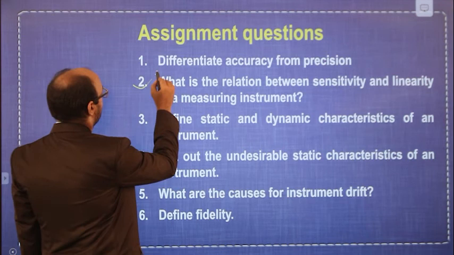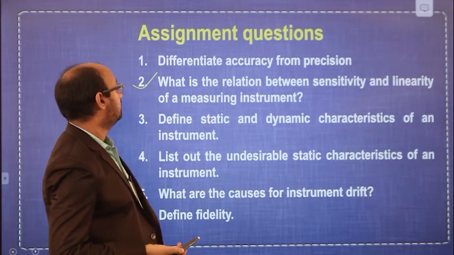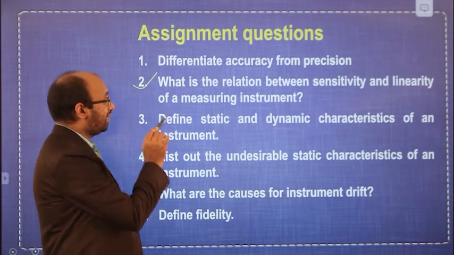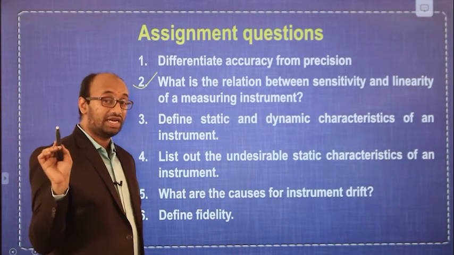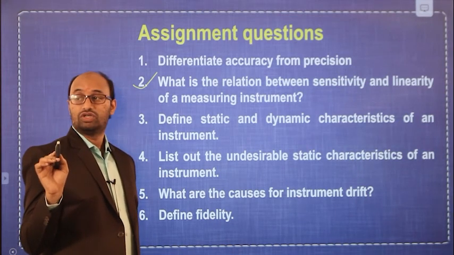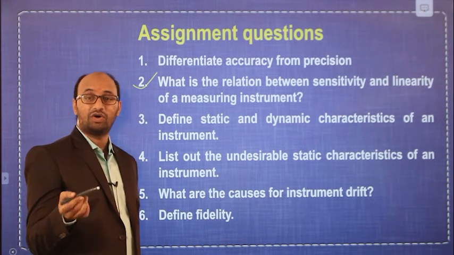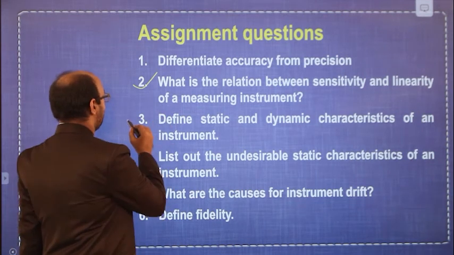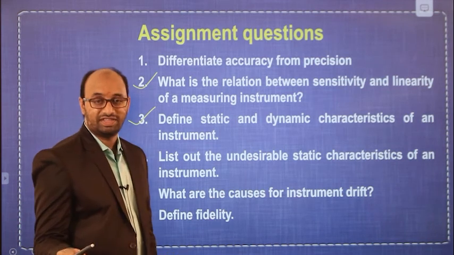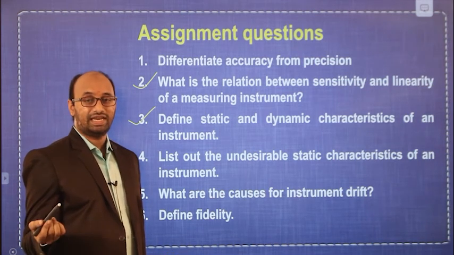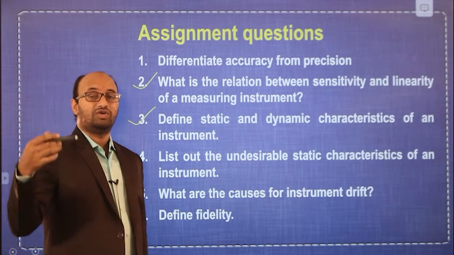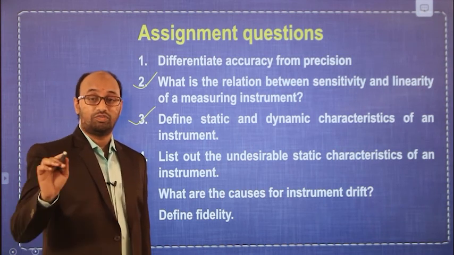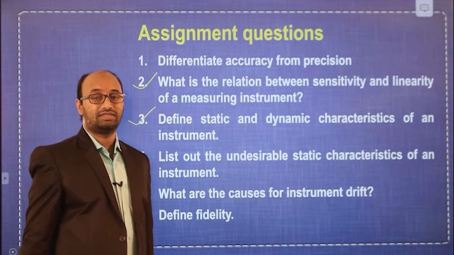The next possible question is, what is the relation between sensitivity and linearity of the measuring instrument? It is not asked to give the mathematical expression or relation, but how sensitivity is related to linearity. This may be the second possible question. Next, you will be asked to define static and dynamic characteristics. What is a static characteristic? What is a dynamic characteristic? Or you may be asked to list desirable static characteristics that should be possessed by an instrument, or undesirable characteristics.